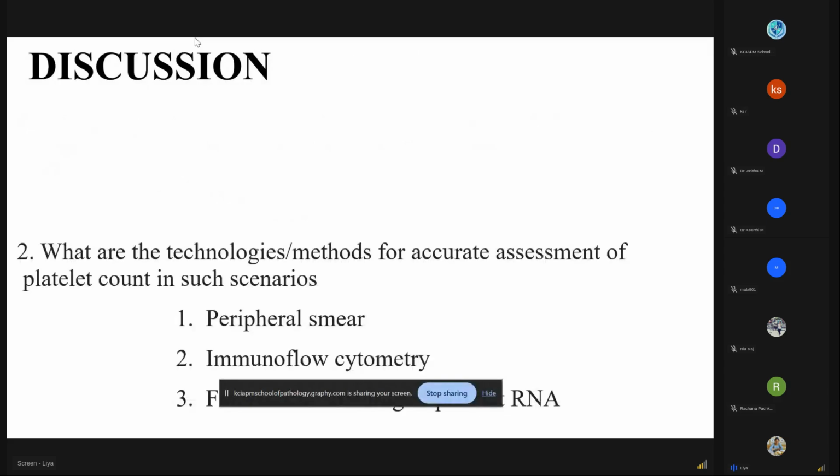What are the methods for accurate assessment? Every platelet discrepancy has to be confirmed with a peripheral smear. Second is by immunoflow cytometry, and fluorescent labeling of the platelet RNA can be done.